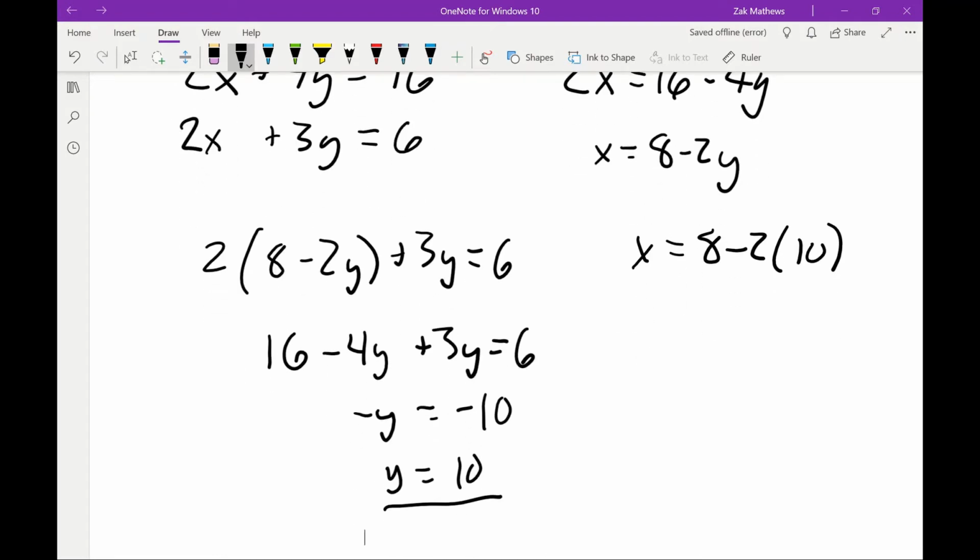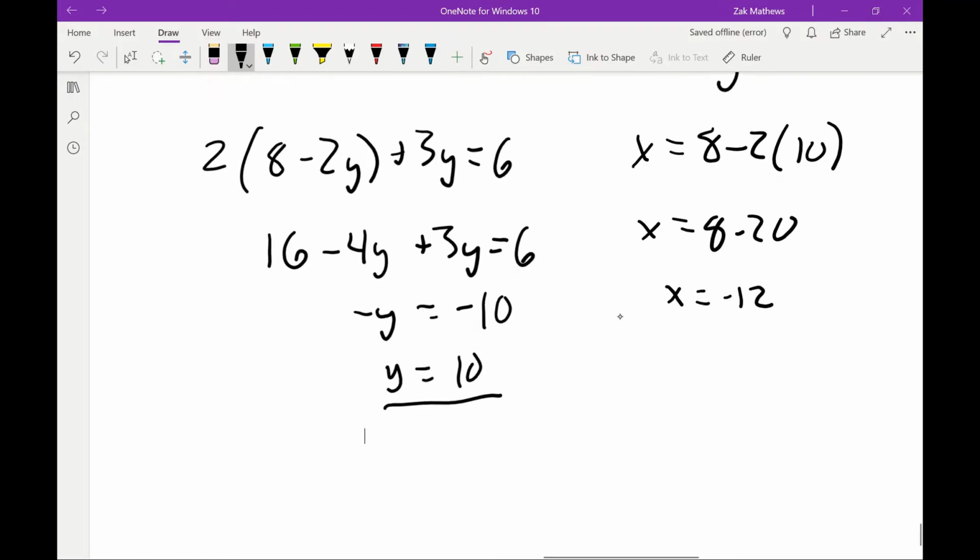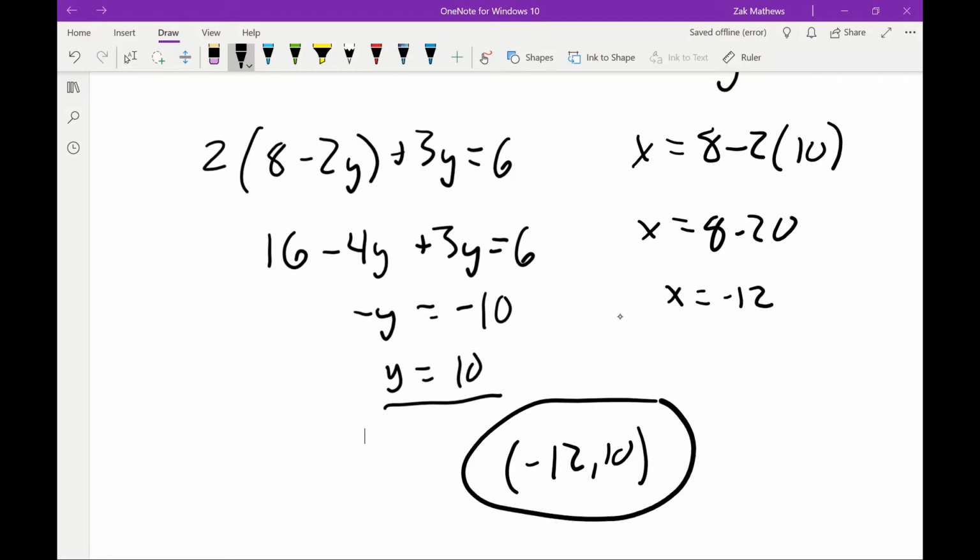It's already solved, so I don't have to do a whole lot of math. I just have to simplify this. We'll have 8 minus 20, and when we subtract those, we get x to be negative 12. And so we end up with the solution negative 12, 10. That would solve this system of equations.